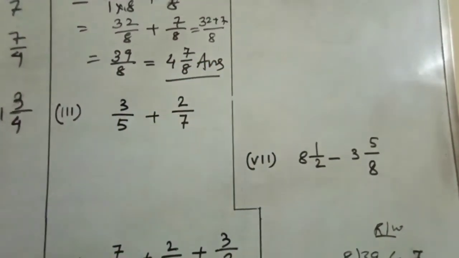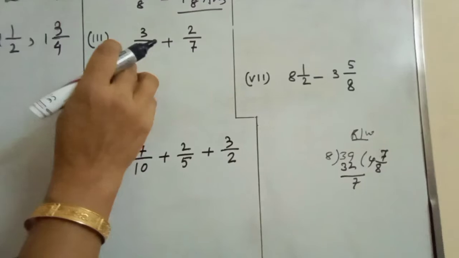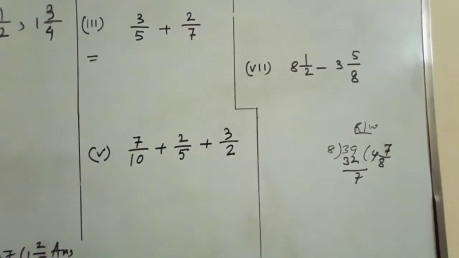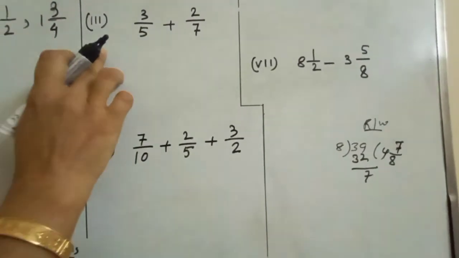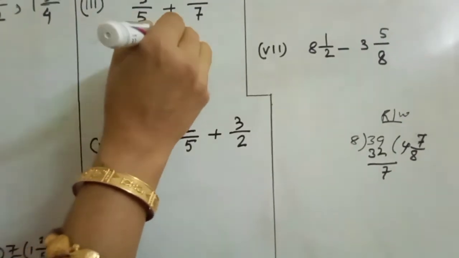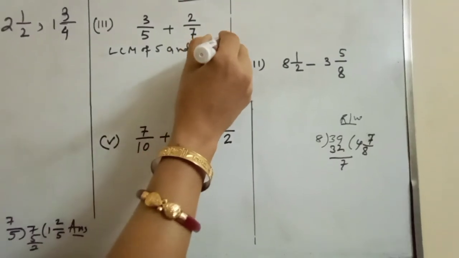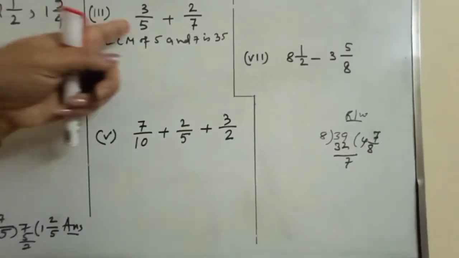Understood? The same way you can do the addition of this one. Now the denominators are different. And the LCM of 5 and 7. You can write LCM of 5 and 7 is 35, because they don't have any common factor.